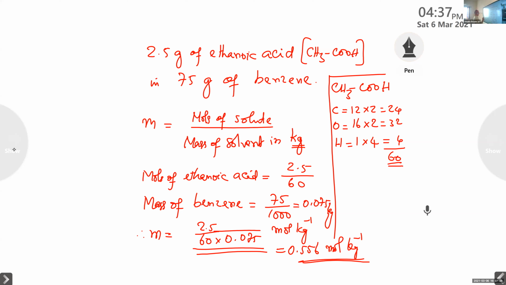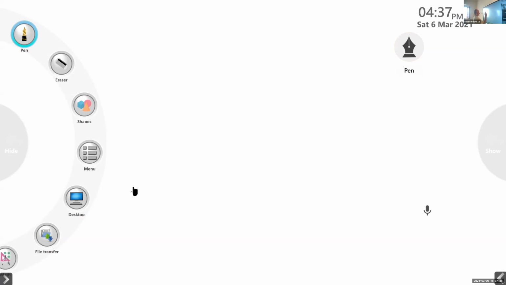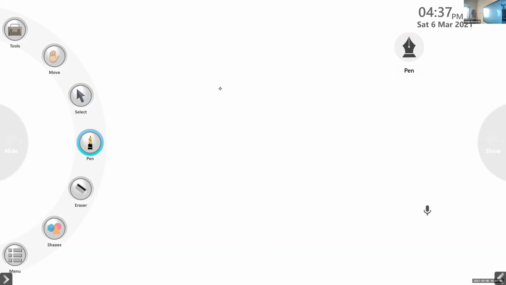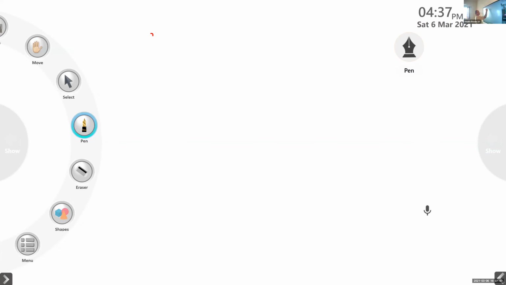So we have seen the various terms to express concentrations of solutions. Okay. Do you follow all this? Simple, very simple problems. Now let us go to the term solubility.